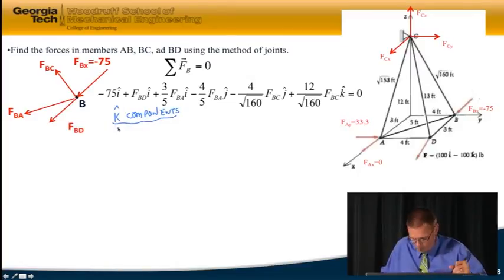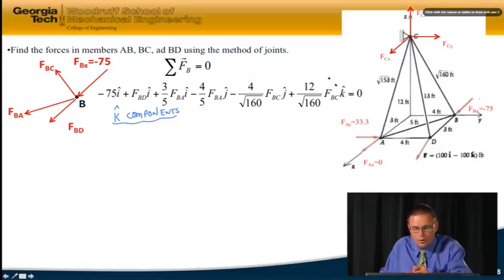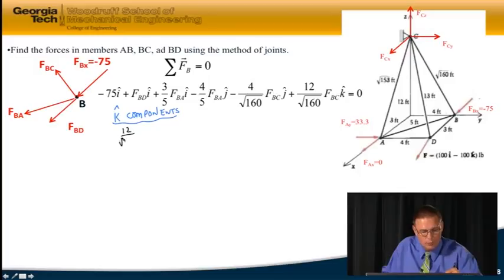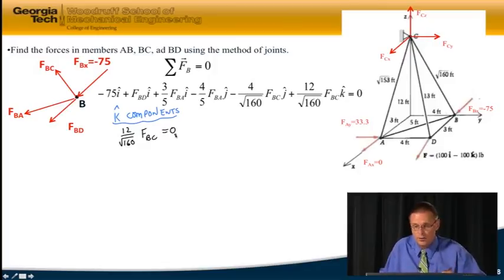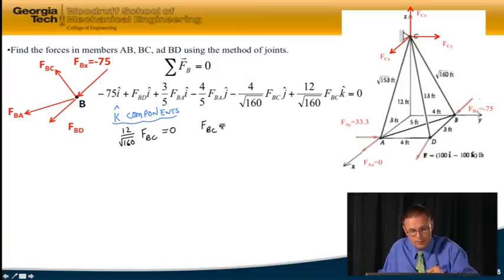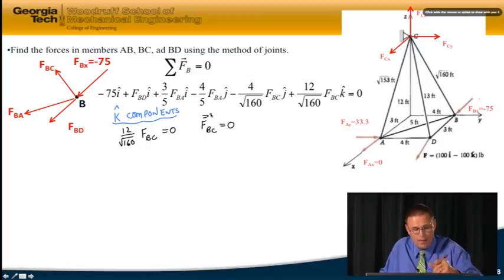And for the K components, I've got no K, no K. The only term I have that has K components is this last term. So I have 12 over the square root of 160 FBC has to equal 0. On the right-hand side, there's no K components. And so that means that FBC must equal 0. And so that is one of our answers.